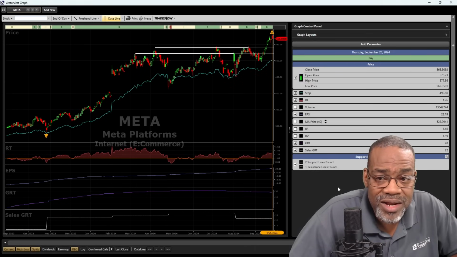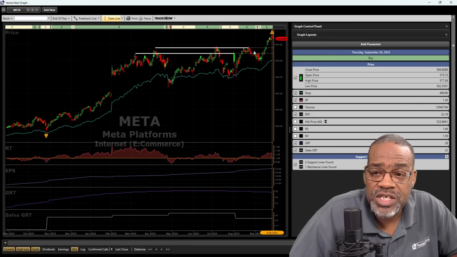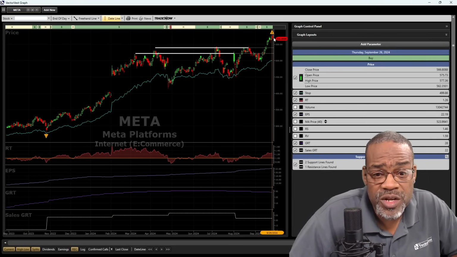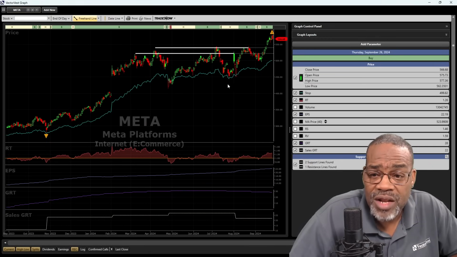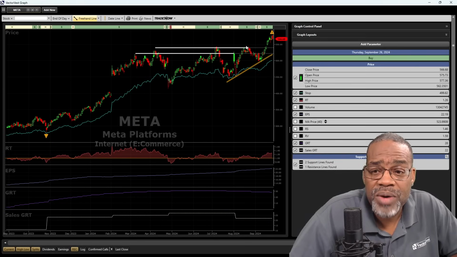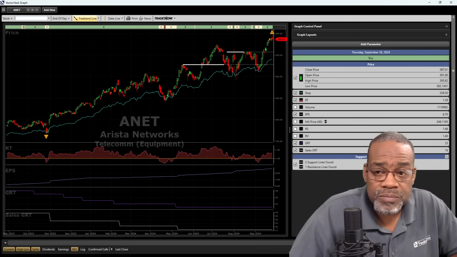Next one, Meta. There's my levels of support and resistance. We broke through a level of resistance. We're staying above it. But now I know with a down arrow, I have the possibility of testing this now as a level of support. I'm going to draw my trend line. Stock has been moving up. It's above my trend line and above my level of resistance. The only reason why I wouldn't buy is because it's got a red day. I want to make sure that I buy when the stock is moving up.